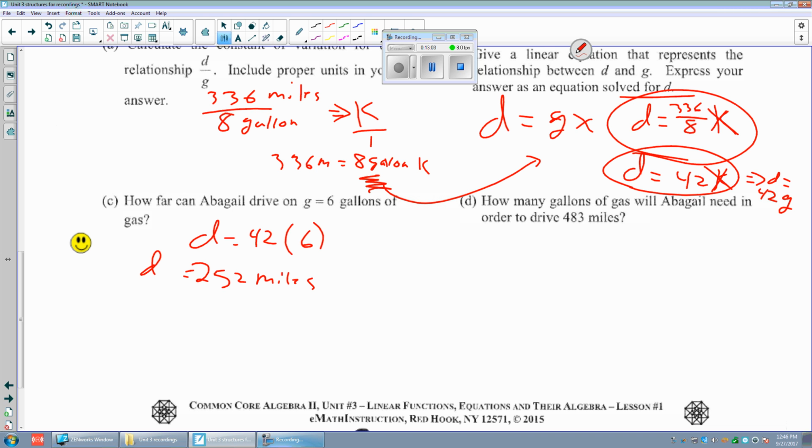How many gallons of gas will Abigail need to drive 483 miles? The distance, 483 equals 42 times G, because that's the number of gallons. How many gallons of gas? 483 divided by 42 is 11.5.